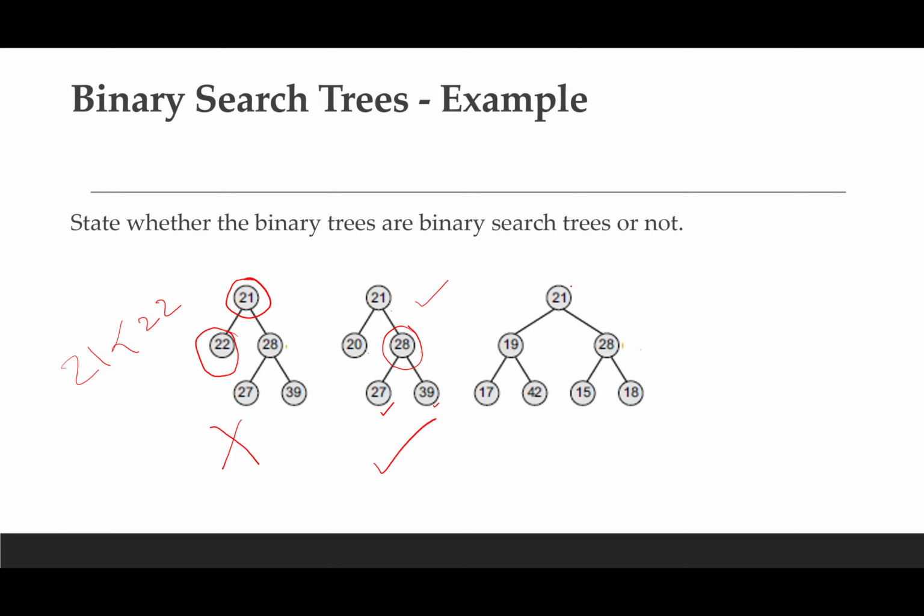Then we check here. The root is 21 and the left child is 19, which is right. The left child of 19 is 17, which is less. But the right child of 19 is 42, which is greater than 19 and at the same time greater than 21 also. So this is not a binary search tree. Here also, a node in the left subtree is 21 or greater than the root node but it is 15, which is less than the root node. So both are not within the constraint, and it is not a binary search tree.